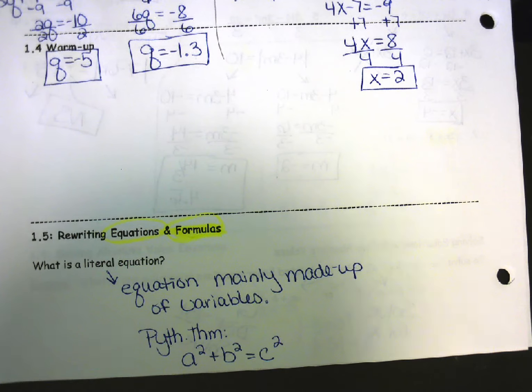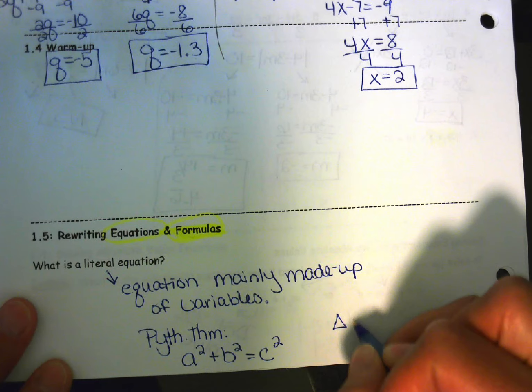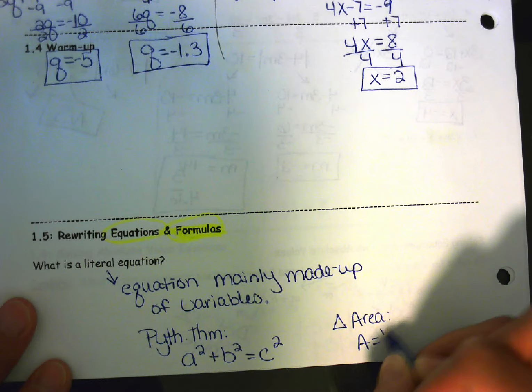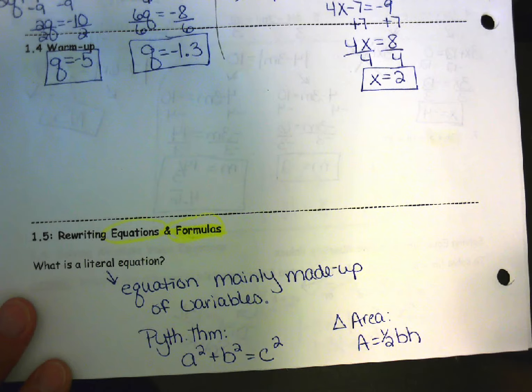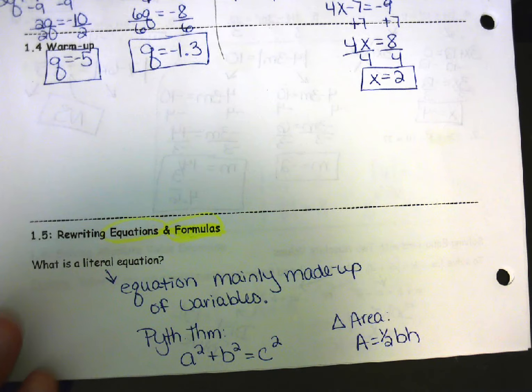Another one that many of you might have thrown out would be like the area formula for a triangle. So area of a triangle is 1/2 base times height. Now, yes, we do have a number in there, but look at, we also have 3 letters.